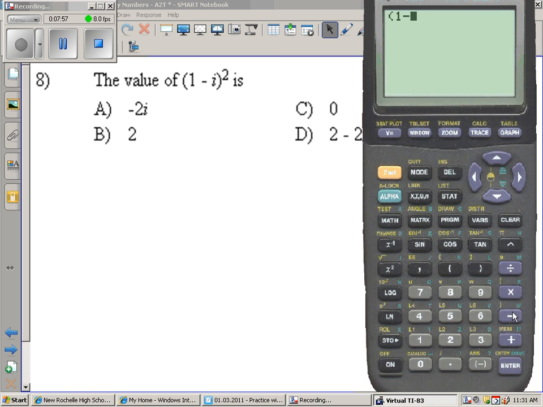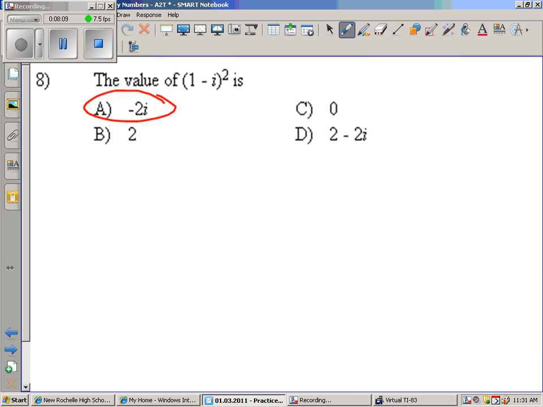1 minus i squared. Negative 2i. That's it. Do you want to see how to do it the long way? Come on, let's. Yeah. Oh my God, I love doing this. My favorite. When I couldn't sleep last night, I was just trying to do math like this in my head.